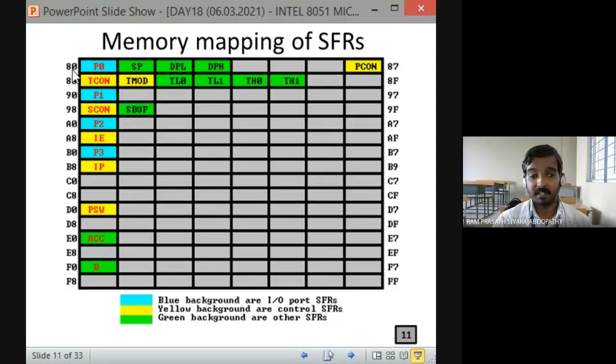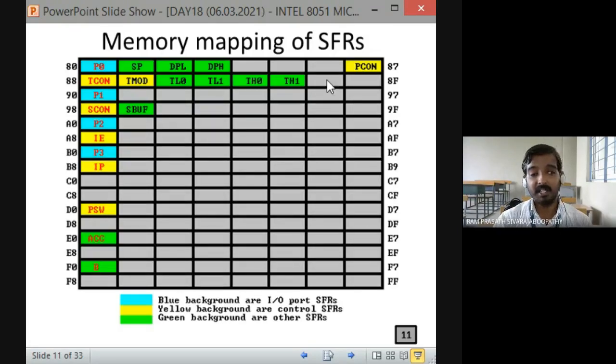Is it clear? Okay, now you can see a total of 21 SFRs. You can count: 1, 2, 3, 4, 5, 6, 7, 8, 9, 10, 11, 12, 13, 14, 15, 16, 17, 18, 19, 20, 21.